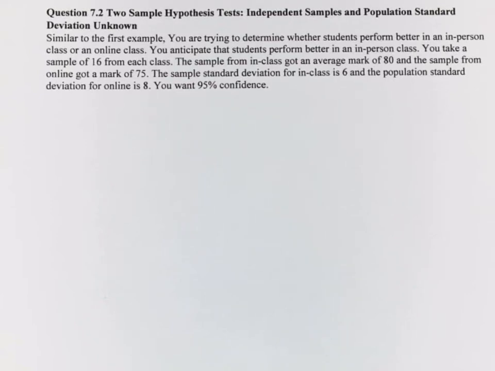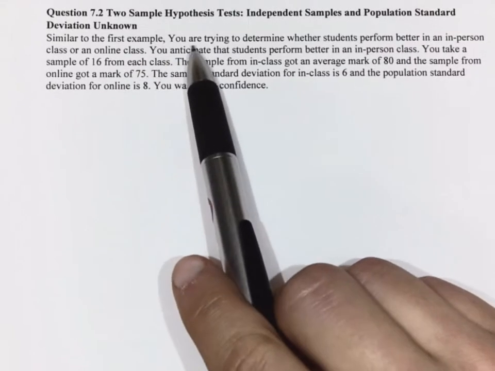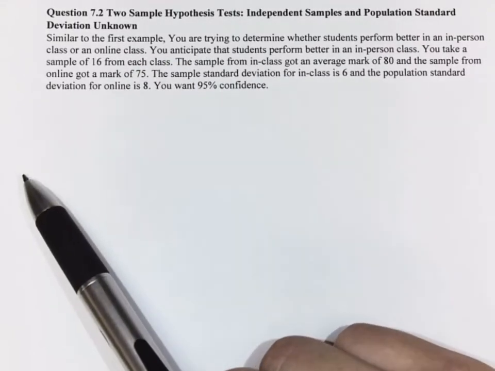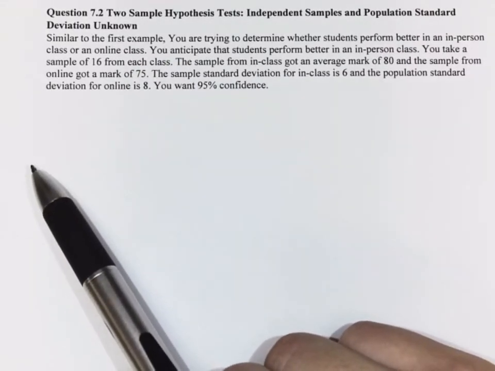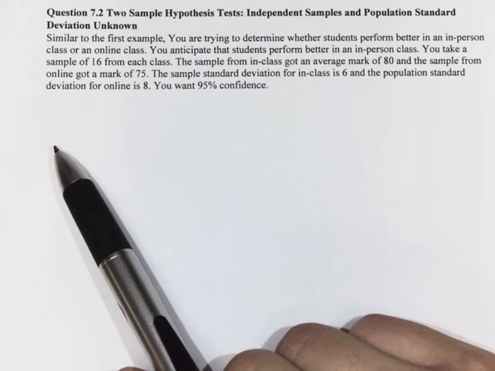Let's review a two-sample hypothesis test with independent samples, but this time when we don't know the population standard deviation. Similar to our last example, we're trying to determine whether students perform better in an in-person class or an online class. You anticipate that students perform better in an in-person class. You take a sample of 16 from each class.